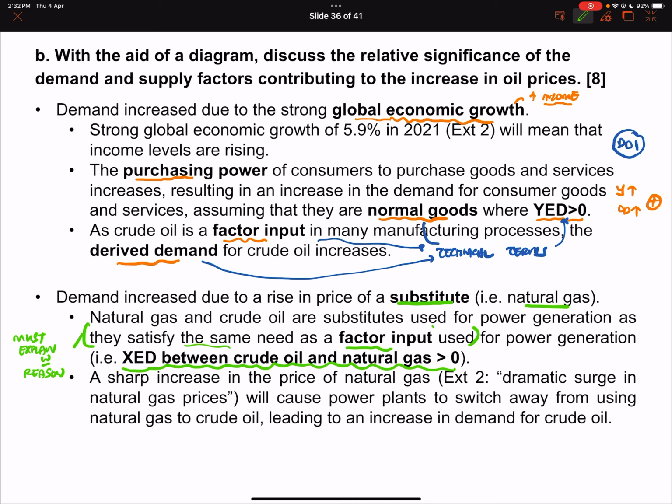Like, they satisfy the same need as a factor input. So when there's an increase in the price of natural gas, like what I mentioned, people will switch away from natural gas towards crude oil, and that's why there's an increase in the demand for crude oil. Just like in the same way, if Coke raises prices, I'm going to drink Pepsi. If natural gas prices are very expensive, the power plants will switch away from natural gas towards crude oil instead. This is DD2.